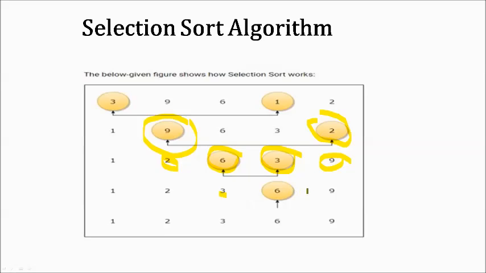Next, what is the smallest value? 6. Since it's in the correct position, it stays. What about the next value? The last value is 9. Okay, now the given data set is sorted already. Any question?